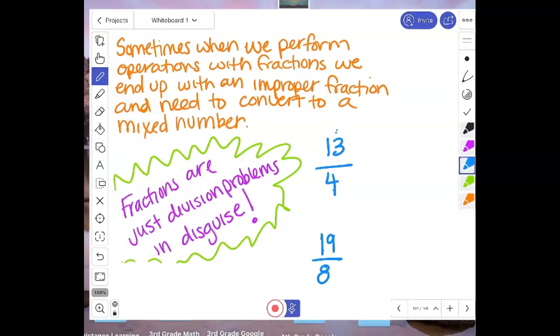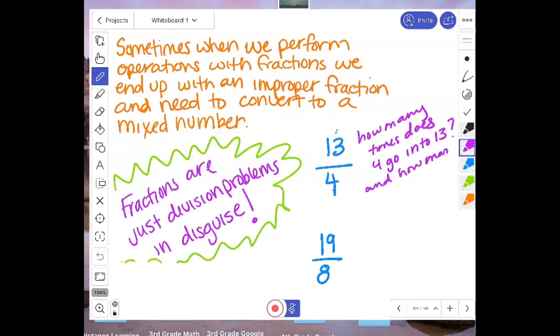So really, the question you're going to ask yourself is, how many times does 4 go into 13? And then how many leftovers? And that's going to tell you what your mixed number is. So the first thing is, how many times does 4 go into 13 without going over?